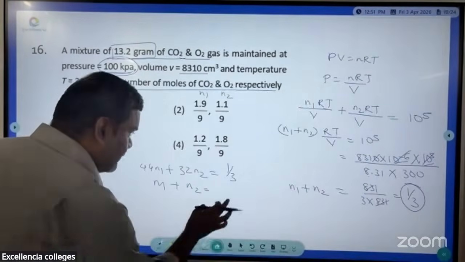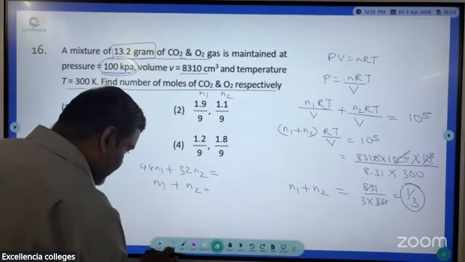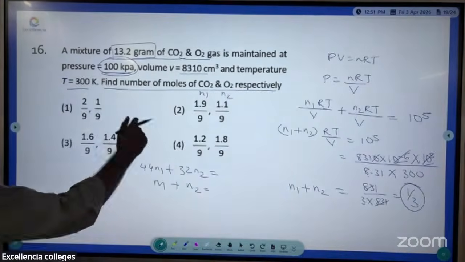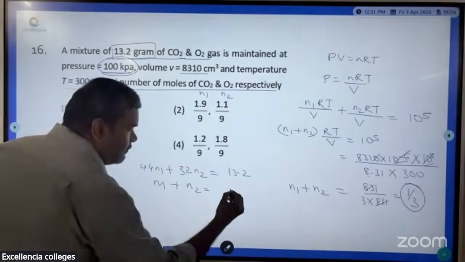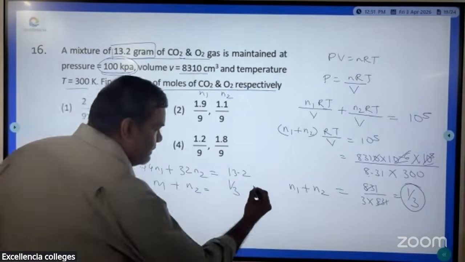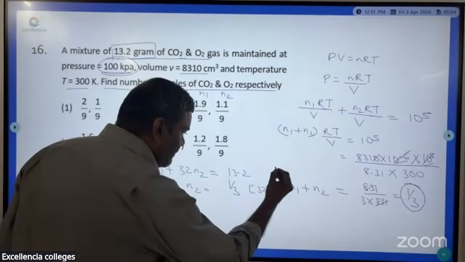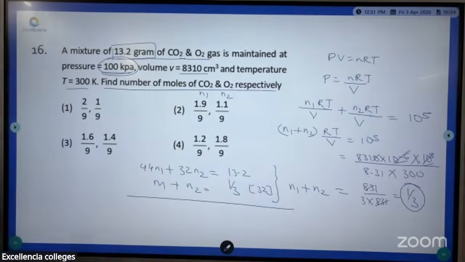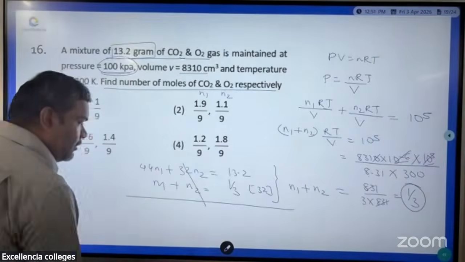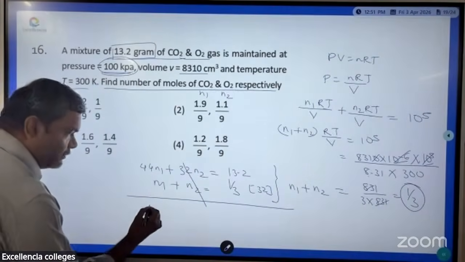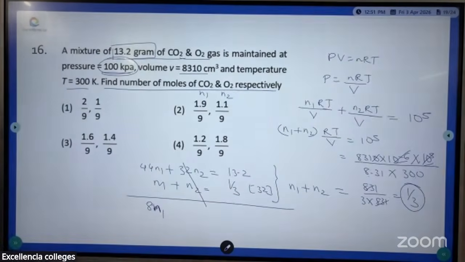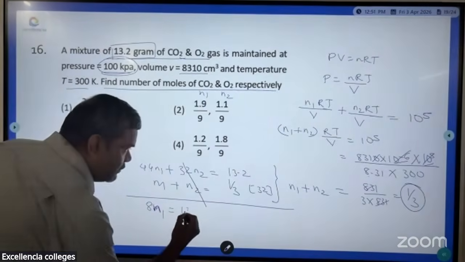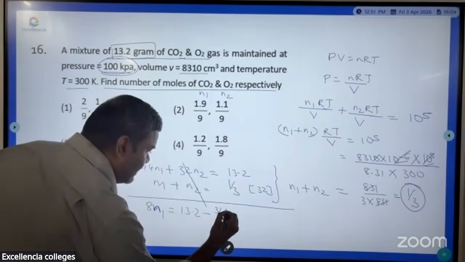So 44 N1 plus 32 N2 is 13.2. So I should write 13.2 here, and N1 plus N2 is equal to 1 by 3. We'll multiply this equation with 32 and subtract. When we multiply this equation with 32 and subtract, this term is gone. 44 minus 32 is going to give me 8 N1. And I will get here 13.2 minus 32 by 3.